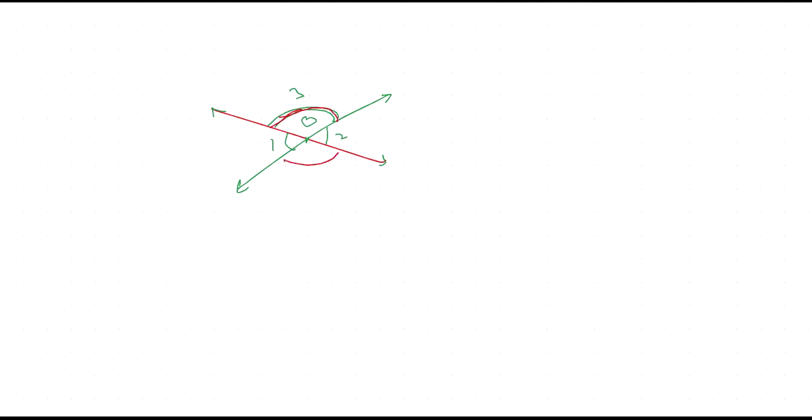When two lines, L and M, intersect at a point O, this is the point O. We are getting 2 pairs of angles. That means 4 angles. Pairs of vertically opposite angles are equal. We have to prove angle 1 is equal to angle 2. Vertically opposite angle, angle 1 equal to angle 2. How can we prove this one?